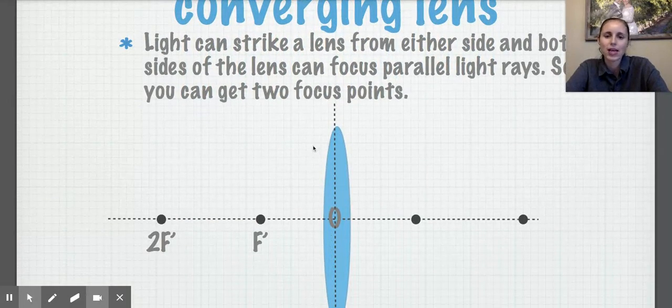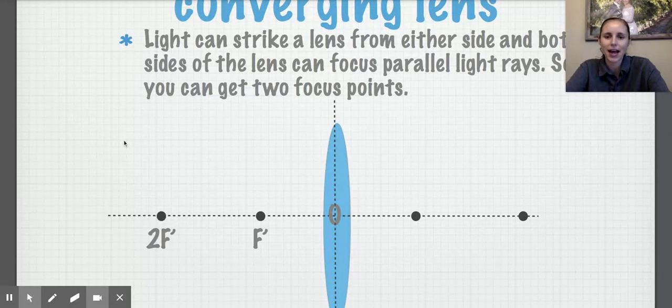With lenses, we now have two different sides. With mirrors, light could only strike on one side. It would strike the reflective surface and bounce back. The back of the mirror was painted black, so no light was reflected off of it. Here with lenses, it's clear glass, so light can travel through this way, and light can travel through this way. That means there are going to be two focal points.